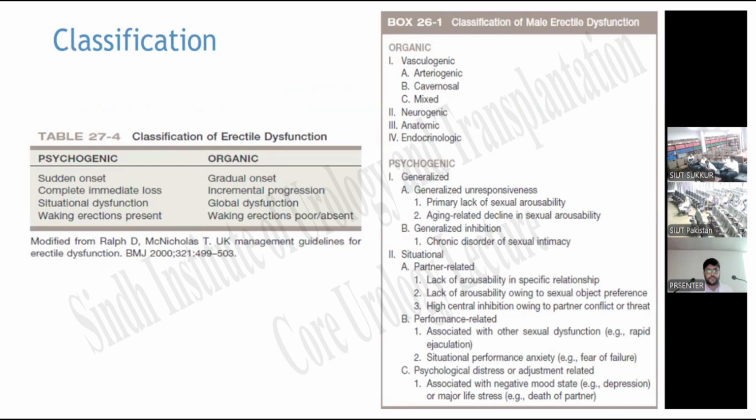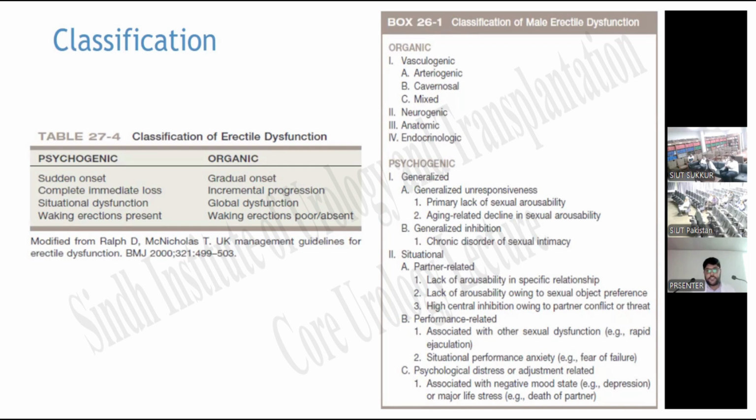Classification of erectile dysfunction: psychogenic, organic. Psychogenic: sudden onset, complete immediate loss, situational dysfunction, walking erection present. Organic: gradual onset, incremental progression, global dysfunction, walking erection poor or absent. Organic: vasculogenic, arteriogenic, cavernosal, mixed, neurogenic, anatomic, endocrinologic.